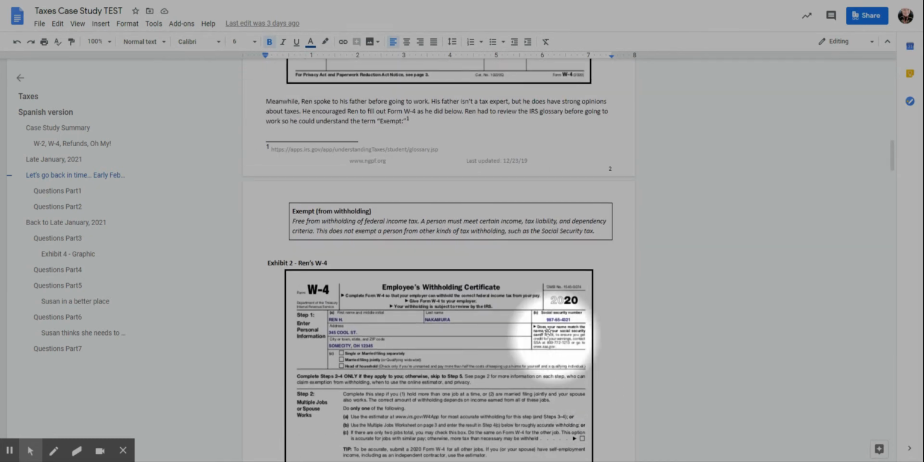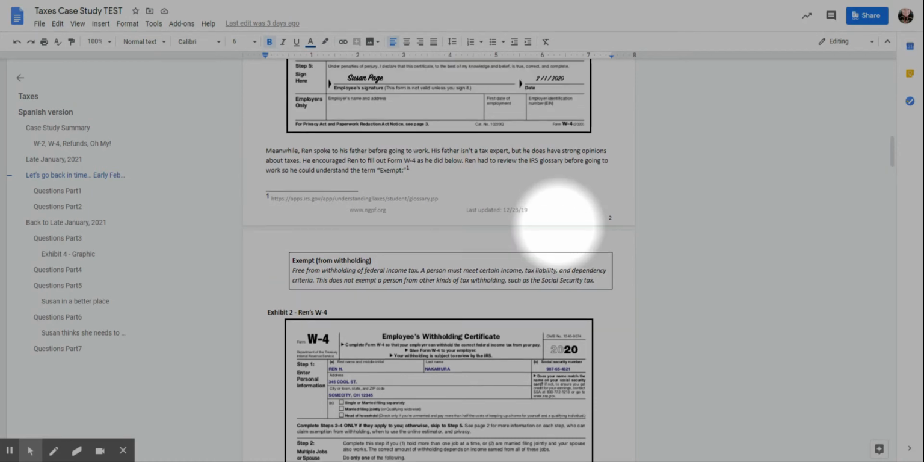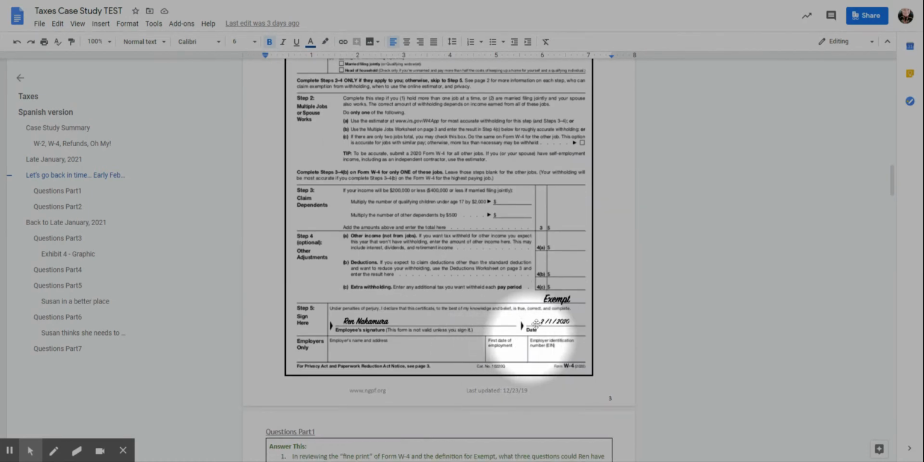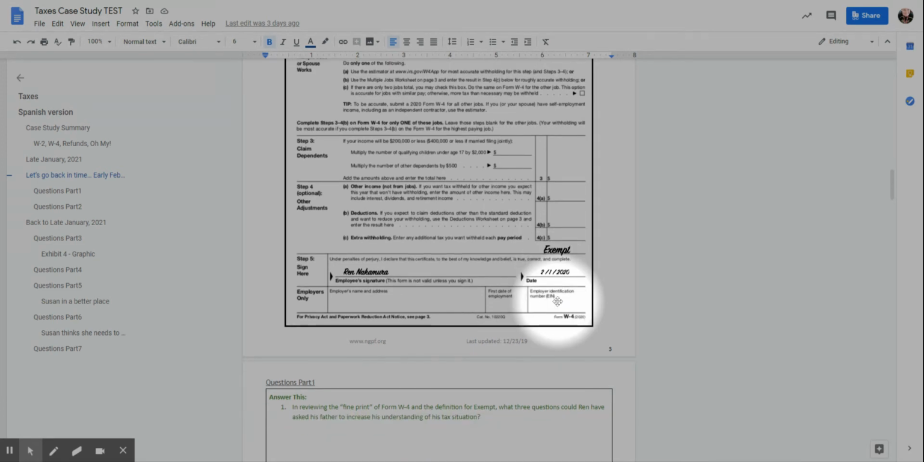And an exempt status is described right here. What Ren is doing by putting exempt is saying she knows that she's not going to make as much as the standard deduction amount, and so she is going to be exempt from having any withholdings taken from her paycheck. So Susan is not exempt, Ren is exempt.